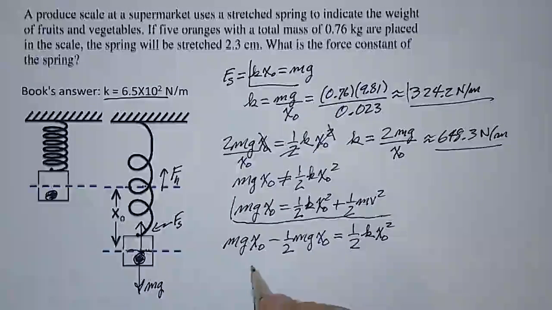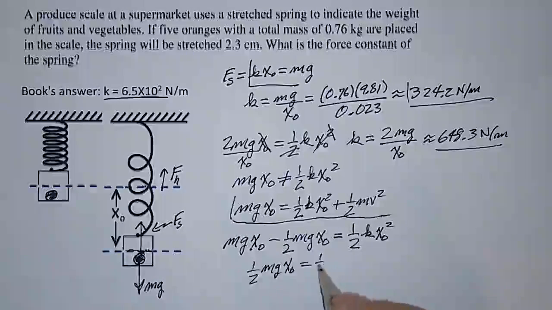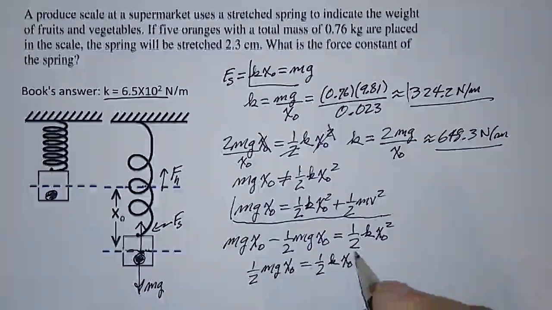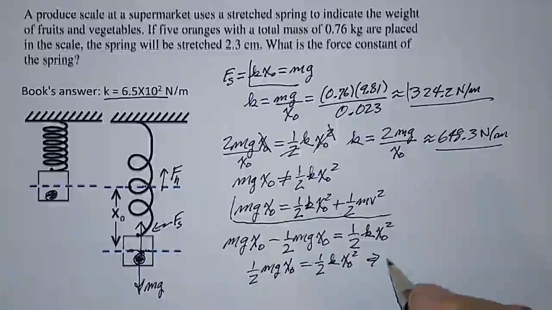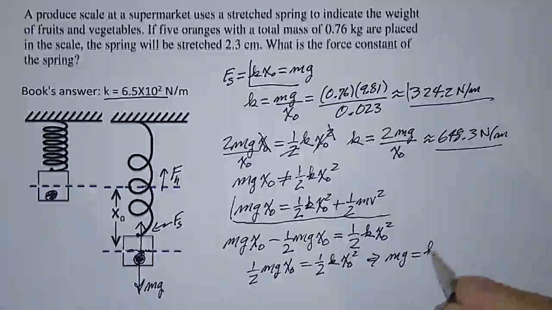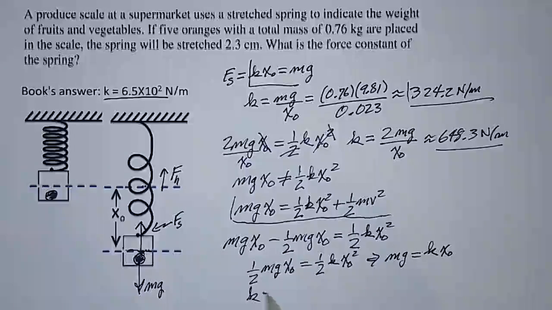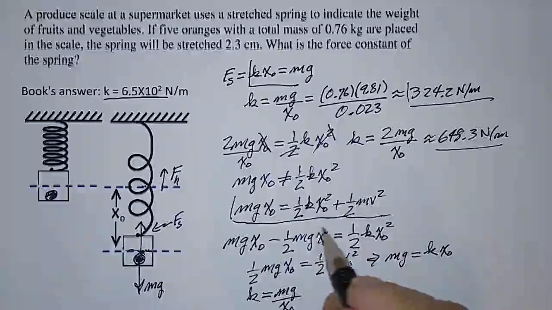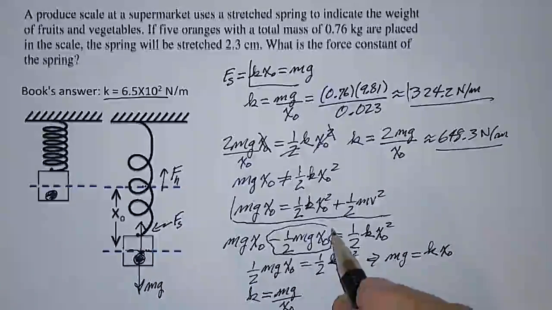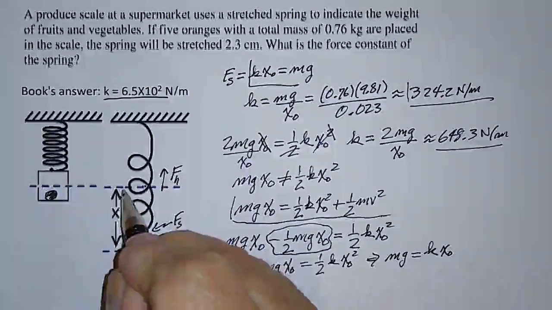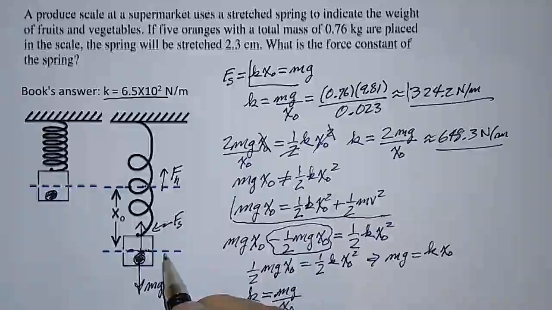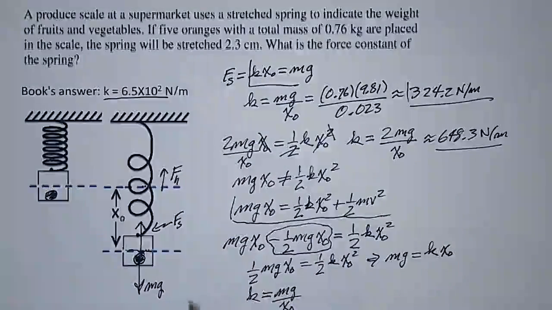And this means then that 1/2 mg x naught is equal to 1/2 k x naught squared. And then this, of course, leads to mg is equal to k x naught, so that k then is equal to mg over x naught. And that's the same answer we got before. And if you want to see how this is true, the amount of work done by your hand in moving from here to here so that you get down here with no kinetic energy, then look at the next video for that.